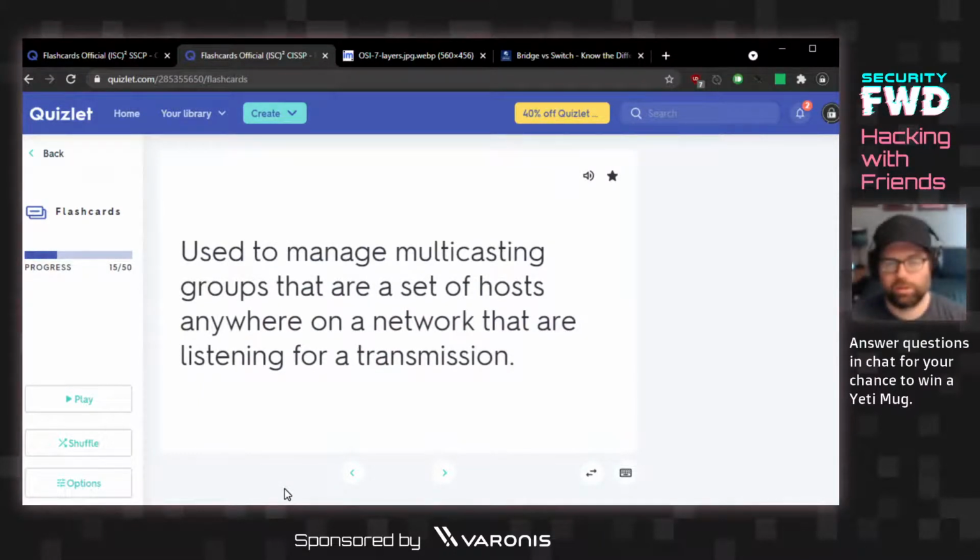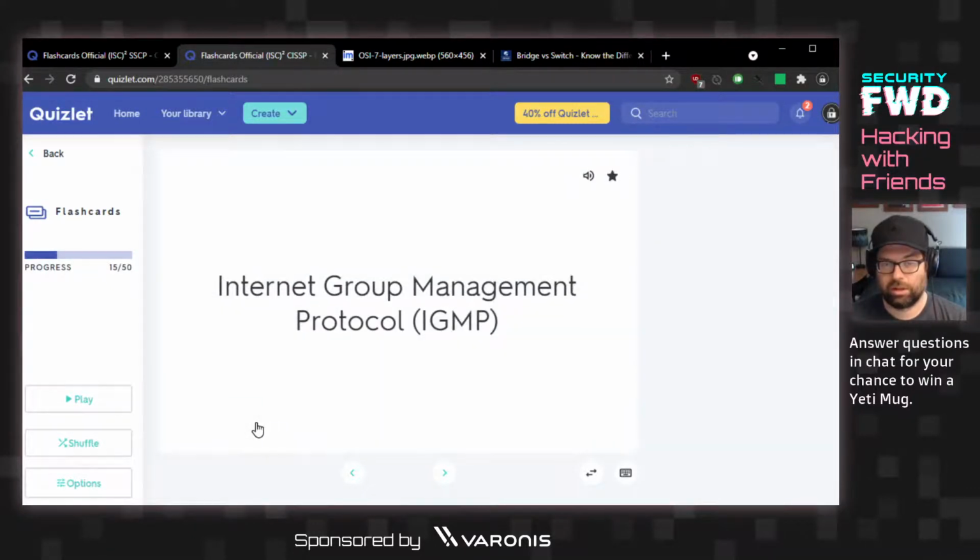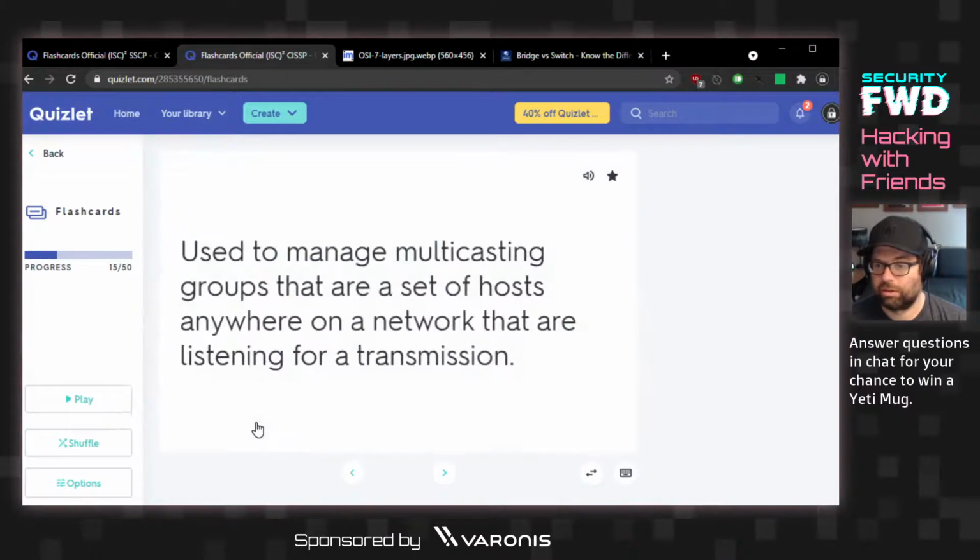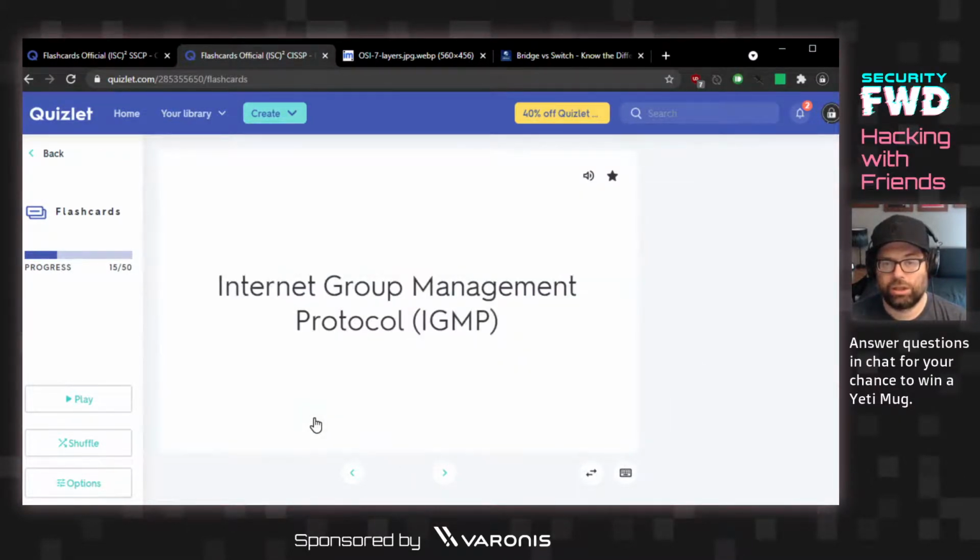Used to manage multicasting groups that are a set of hosts anywhere on a network that is listening for a transmission. Multicast? Internet Group Management Protocol. Our LinkedIn user said ICMP. They got it right. So, user managing IGMP.